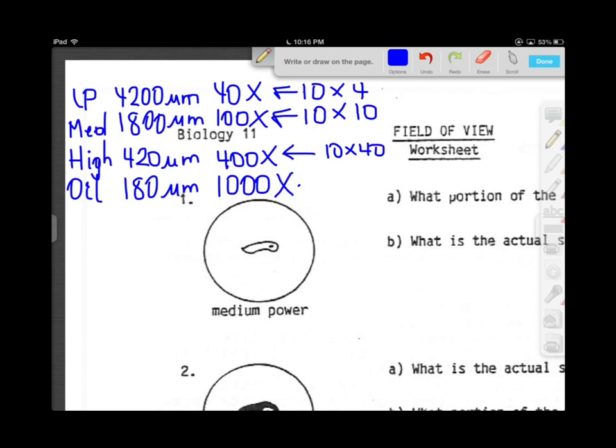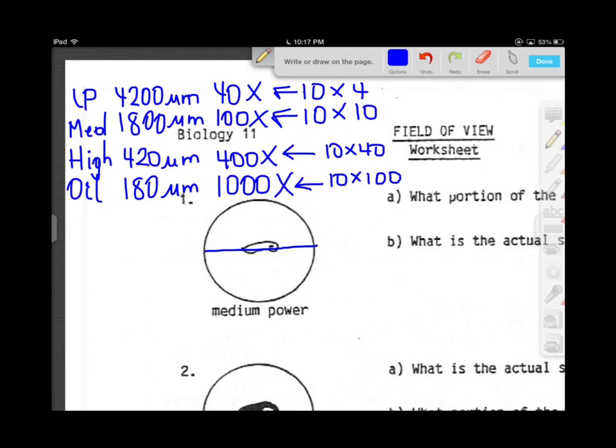So we'll just finish that off. And the oil immersion lens is the most powerful. It has a 100 times objective and a 10, of course, multiplied by 10 for the ocular lens that is closest to your eye. So these zooms are fairly impressive, but you have to consider how wide the fields are. So in this case, we've got a little critter here below in medium power. So I'll draw a line through the middle, and what we know about medium power is that it is 1800 micrometers across.